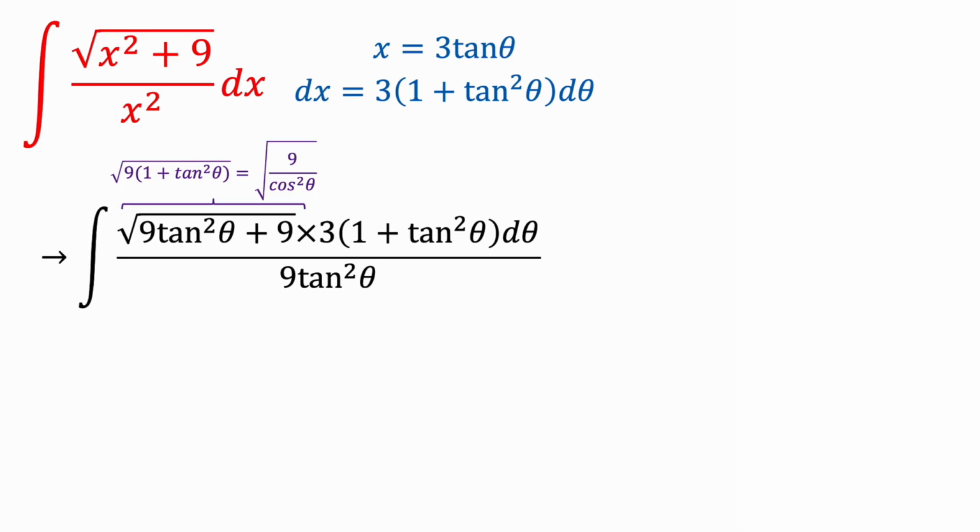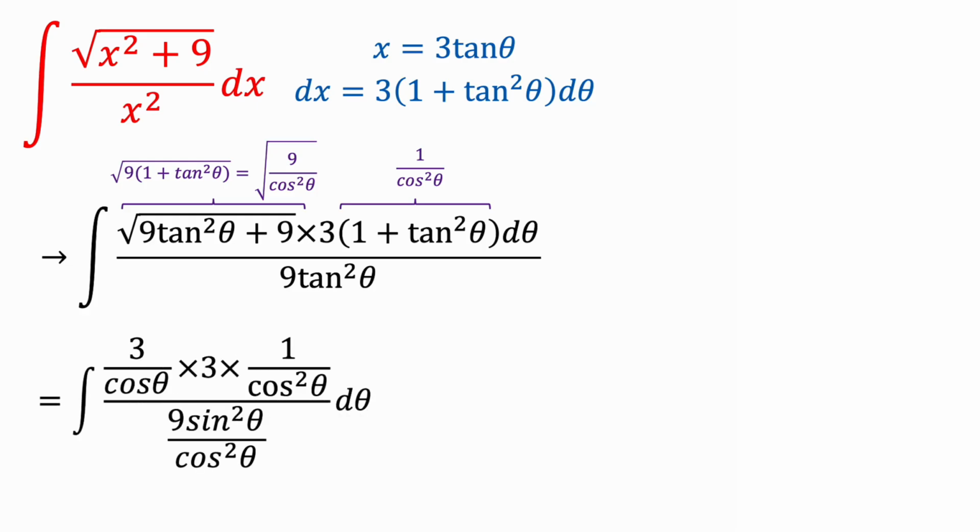So, in the numerator, we have that 3 over cosine theta multiplied by the 3 from our dx. And since we are consistently writing all instances of 1 plus tangent squared as 1 over cosine squared, we'll apply the same rule to the dx part as well. So, this 1 plus tangent squared, I'm also writing it as 1 over cosine squared. Excellent. Next, we have 9 tangent squared. And we can see that they are all being expressed in terms of cosine. So I will write down the tangent squared as sine squared over cosine squared.